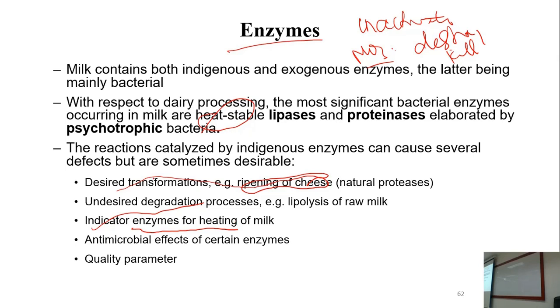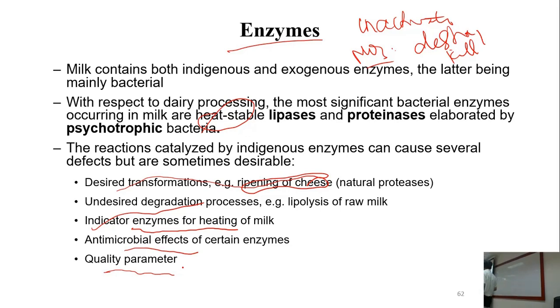Some enzymes have antimicrobial effects. Can you give a name? You just met it a while ago. Lactoperoxidase. That is an enzyme which has antimicrobial properties. And enzyme activity can also be used as a parameter to evaluate the quality of milk and dairy products.